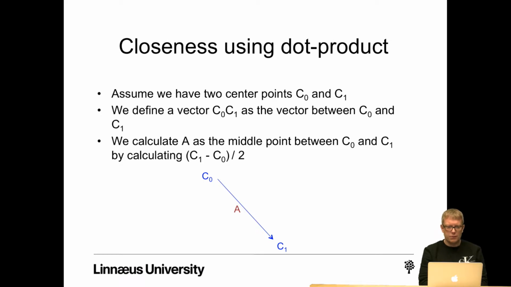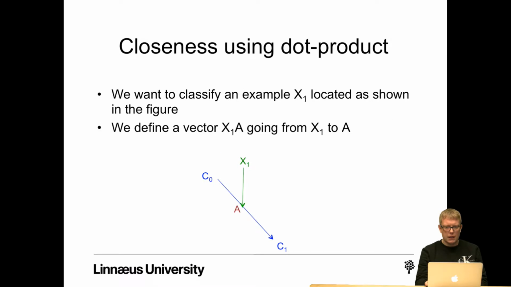Assume we have two center points, C0 and C1. We define a new vector c0c1 as the vector between C0 and C1. And we calculate a as the middle point between C0 and C1 by calculating (C1 minus C0) divided by 2, as shown in the figure. If we want to classify a new example x1 located as shown in the figure, we define a vector x1a going from x1 to a.